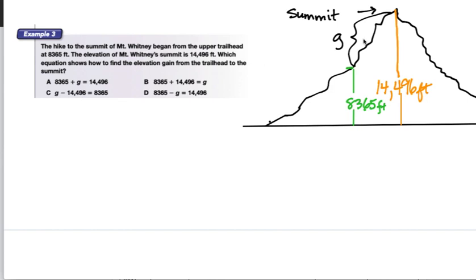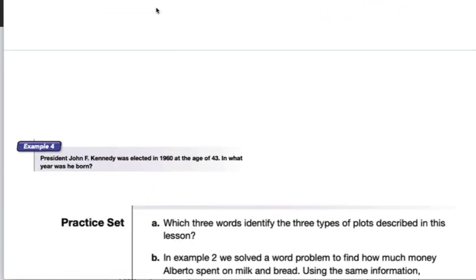For C, it says, hey, take the gain, subtract the greatest amount, and you'll get this. That doesn't make sense. This is small, this is large, and we won't get a positive number if we subtracted that. And finally, D says, take this 8,000 some feet, subtract the G, and we will get this taller amount. Again, this isn't making sense either. So given the situation, it looks like A is the best answer.